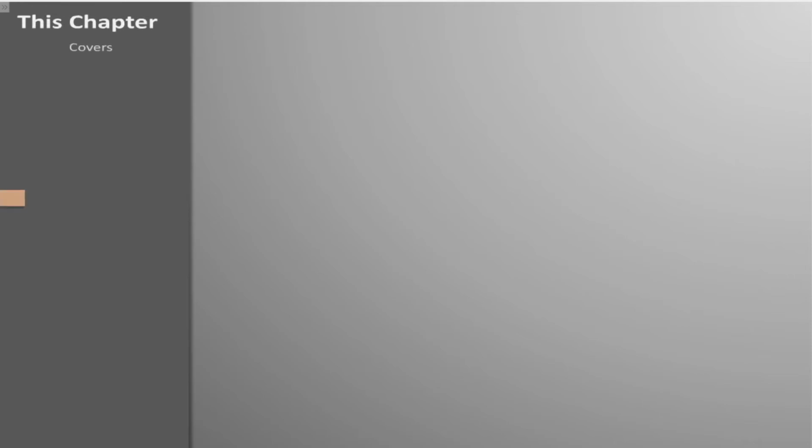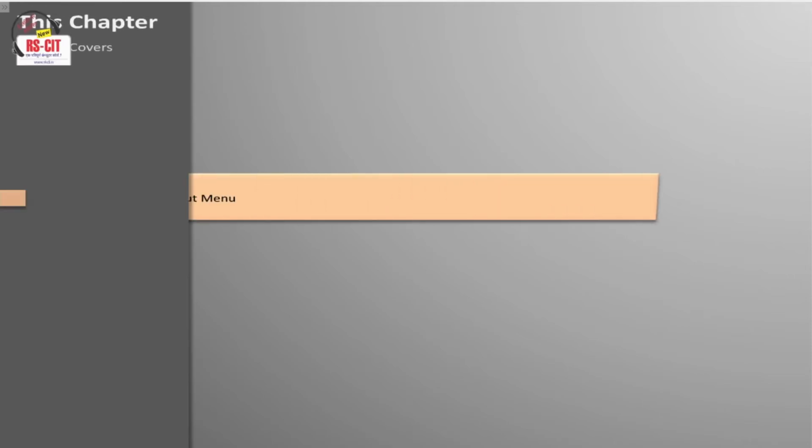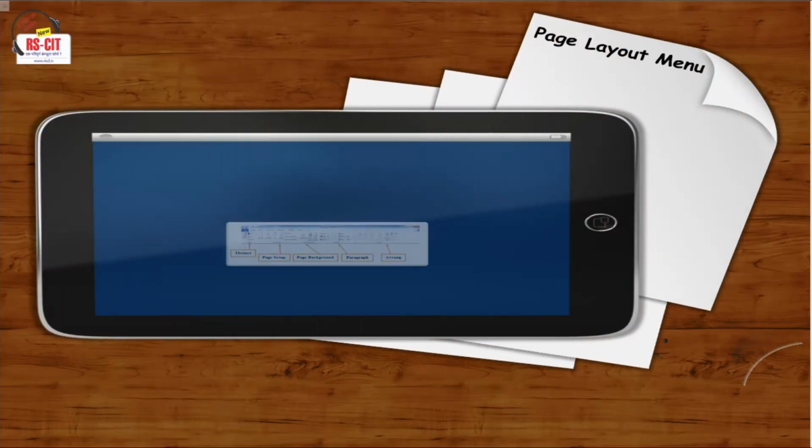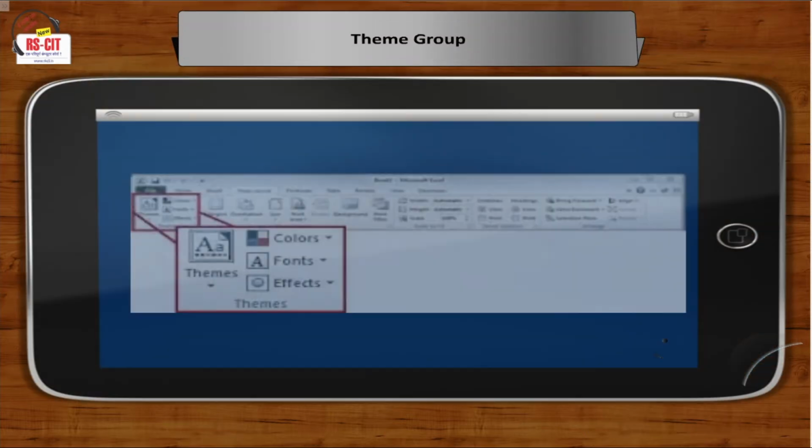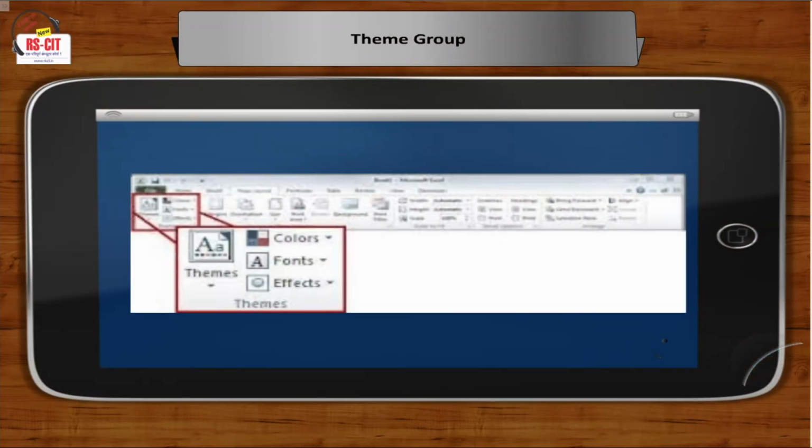Page Layout menu. The Page Layout tab contains various groups such as Themes, Page Setup, Page Background, Paragraph, etc. Themes group. The available options are Themes.